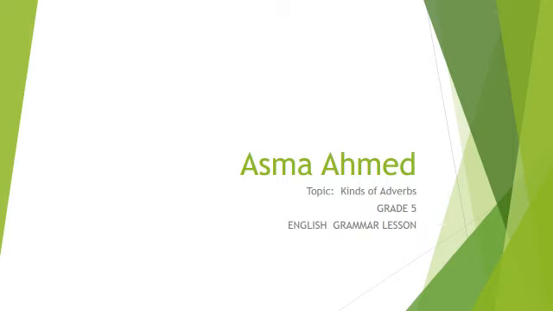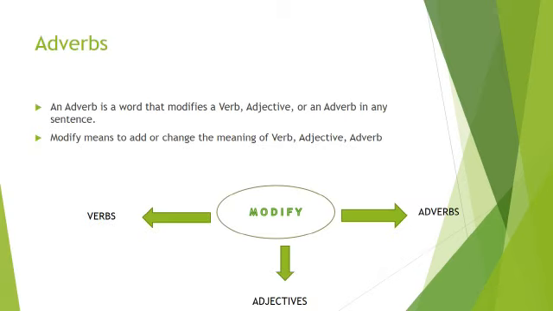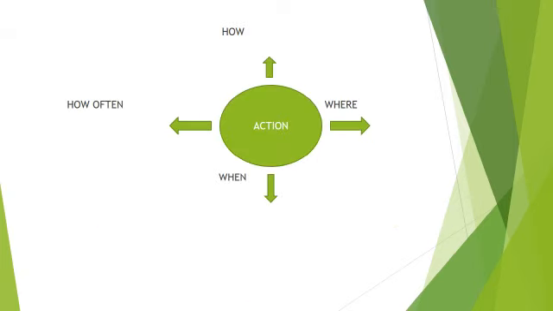Our today's topic is kinds of adverbs for grade 5. What is an adverb? An adverb is a word that modifies a verb, adjective or an adverb in any sentence. What is the meaning of modify? Modify means to add or change the meaning of a verb or adjective or an adverb. Here is a circle written that says modify; it modifies the adverbs, verbs and adjectives.